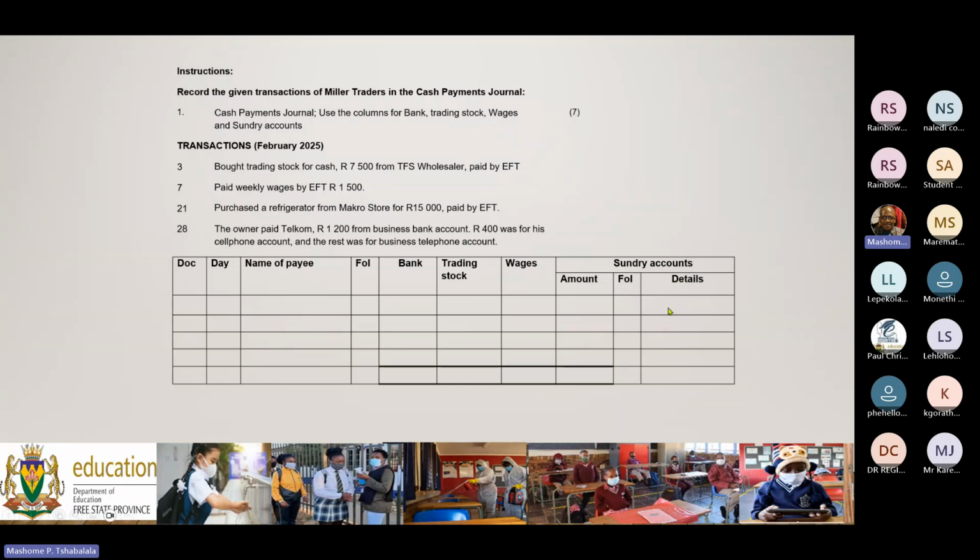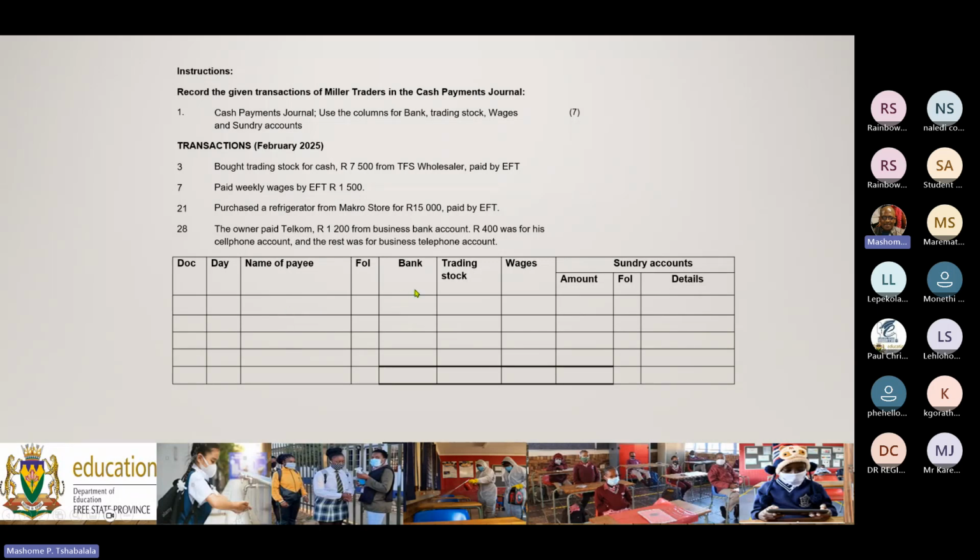If we have paid for wages, you'll say wages. If we have paid for electricity, you'll write electricity. Then if we bought the equipment or we bought the vehicle, you'll write equipment or vehicle. We don't write the name of the businesses. You don't write the name of the third parties here. We only write the names of the account. The name of people will be written under the column of name of payee.